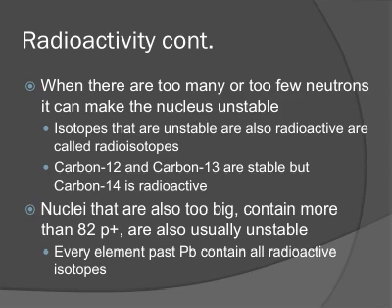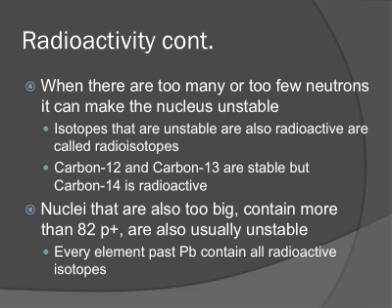Okay, so radioactivity: when there are too many or too few neutrons, it can make the nucleus unstable. Remember how everybody wants to be like a noble gas? Well, everybody wants a 1-to-1 ratio too. Everyone wants 1 proton to 1 neutron because that makes everybody happy. It gives everybody a partner.